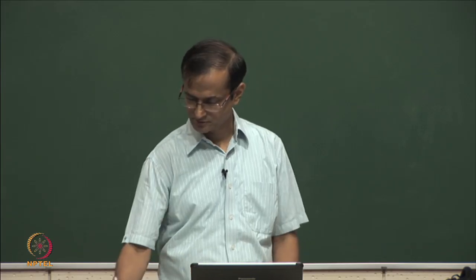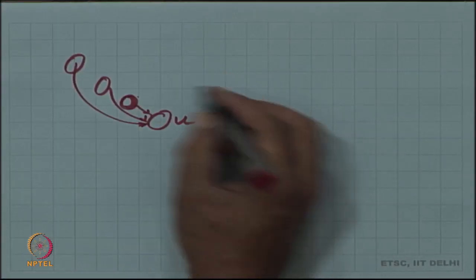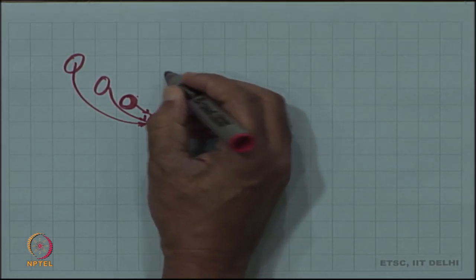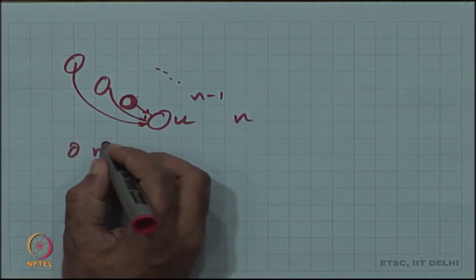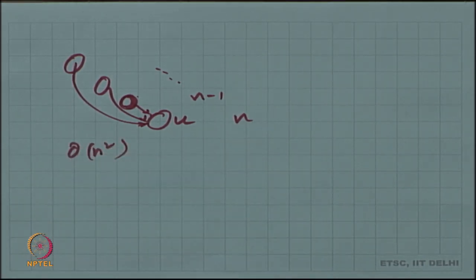N square, because for this I have n, for this maybe there are n minus 1 and so on, 1 plus 2 plus up to n and so on. So, that could be an n square complexity in the worst case, of course, though realistic graphs may not look that way.